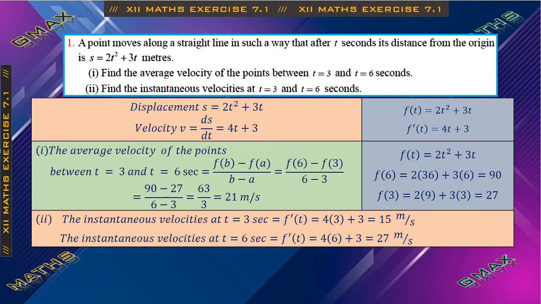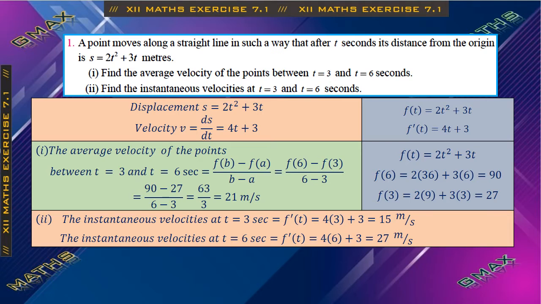Okay. And then the average velocity formula, f of b minus f of a by b minus a, is equal to f of 6 minus f of 3 by 6 minus 3. The f of 6 value and f of 3 value are calculated here on the right side. One is 90, another 27. So therefore the average velocity is 21 meter per second.